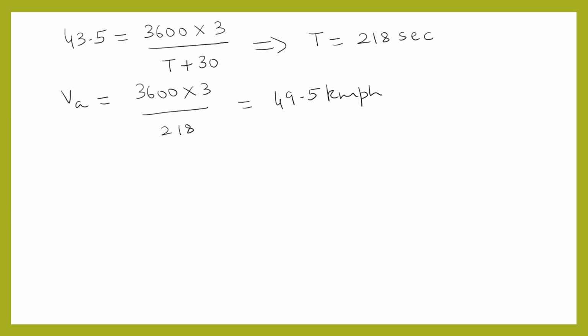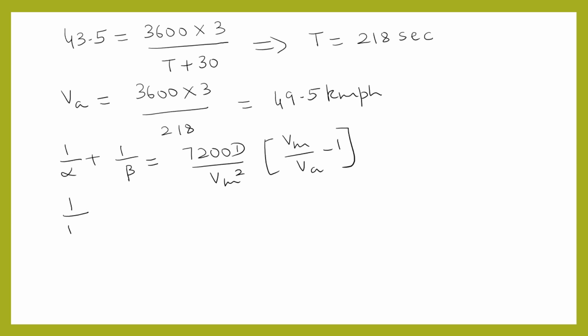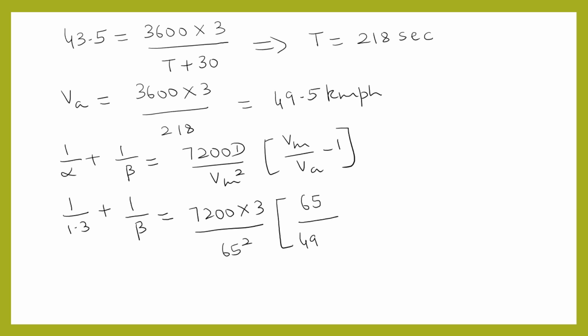So substituting the values in the equation of 1 by alpha plus 1 by beta equal to 7200 d by Vm square into (Vm by Va minus 1), we get 1 by 1.3 plus 1 by beta equal to 7200 into 3 by 65 square into (65 by 49.5 minus 1). Solving this equation for beta, we get the value of retardation beta equal to 1.208 kilometer per hour per second.